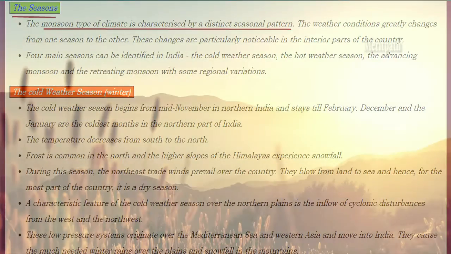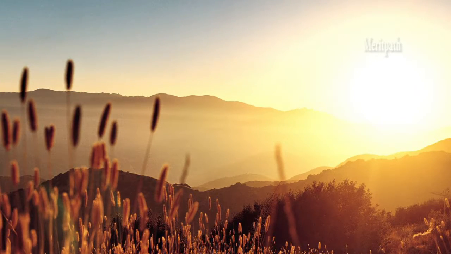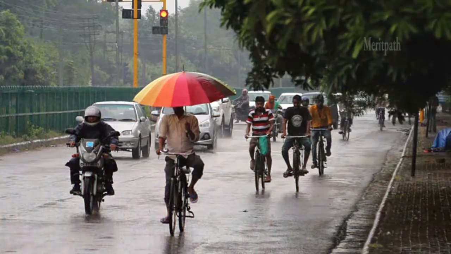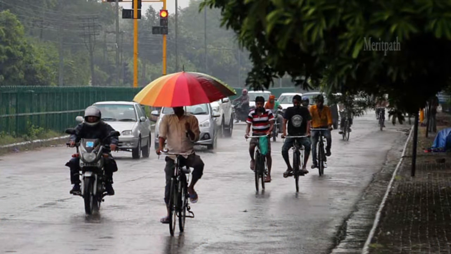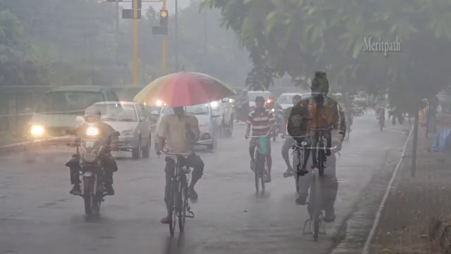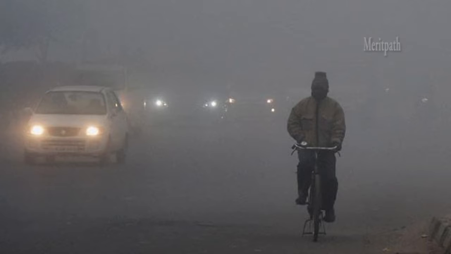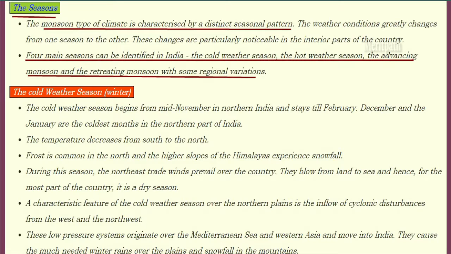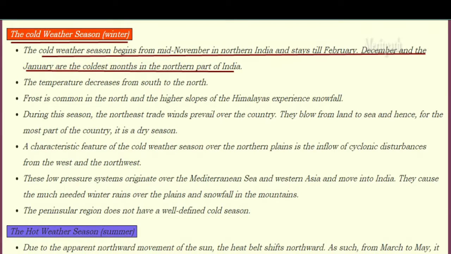The seasons. Monsoon type of climate is characterized by a distinct seasonal pattern. Weather conditions greatly change from one season to another, and the changes are particularly noticeable in the interior parts of the country. Four seasons can be identified in India: cold weather season, hot weather season, advancing monsoon, and the retreating monsoon, with some regional variations as well.